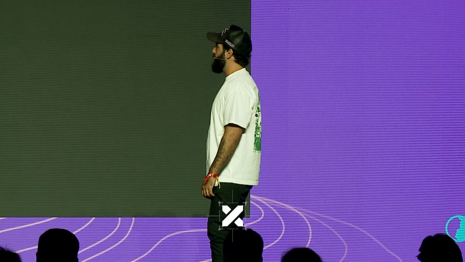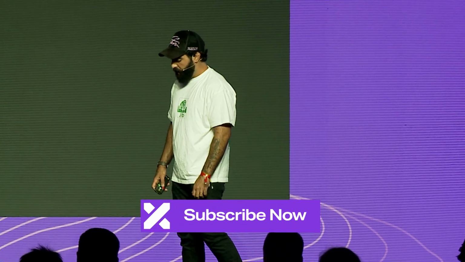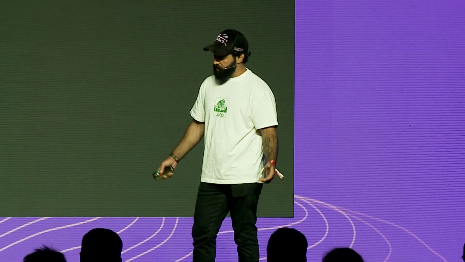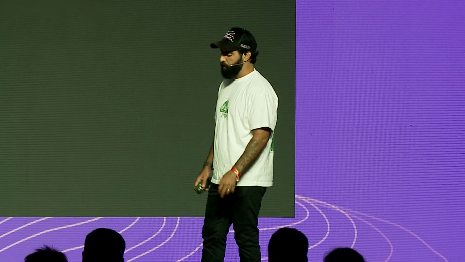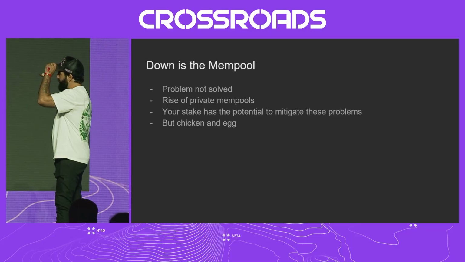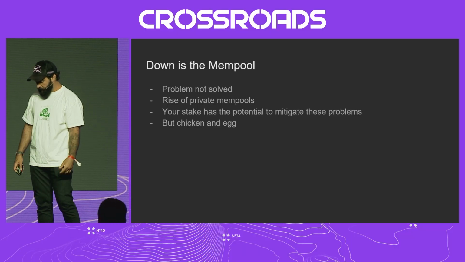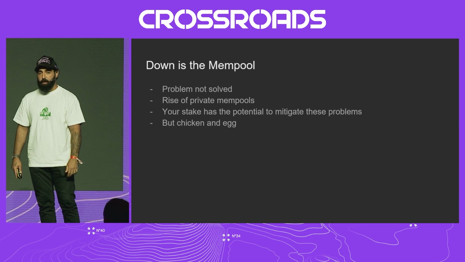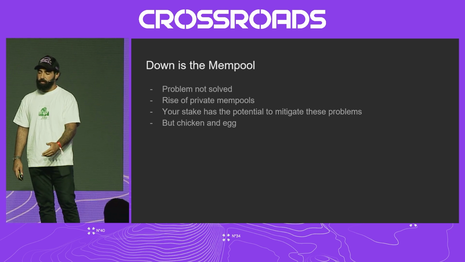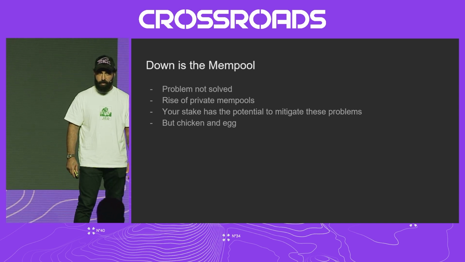So the mempool is down. The problem's not really solved. We have this rise of private mempools. The dark forest has gotten darker, but your stake does have the potential to mitigate these problems. I think stake pools have some power here too. If you can properly label validators that are leaking transactions, then you can start moving stake off of them and thus disincentivize them from doing this.